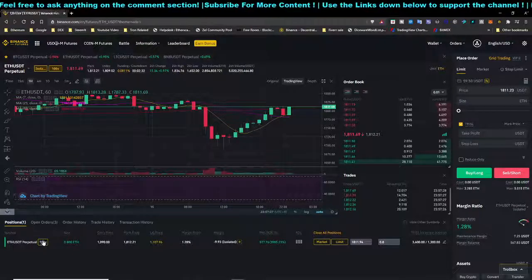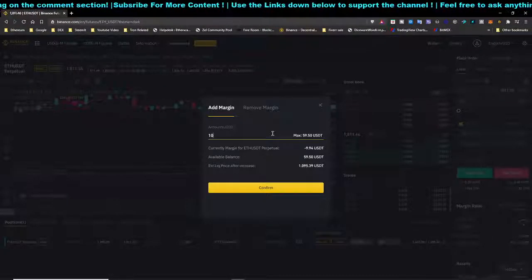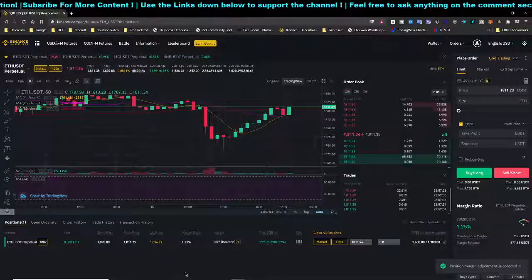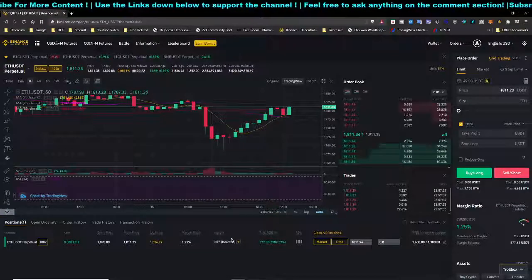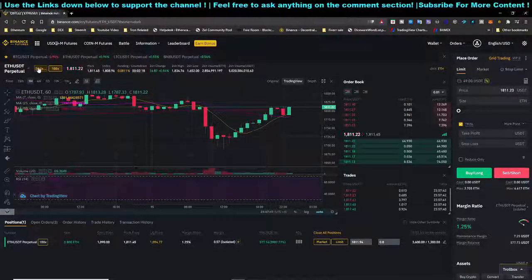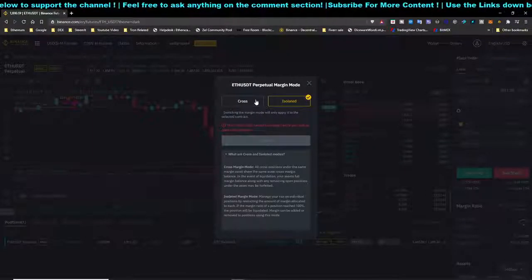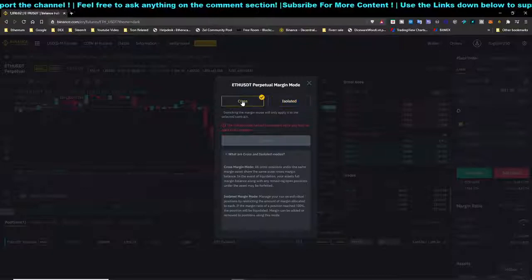Over here, if you're going to use 100 times leverage, I'm going to add a little bit of margin for you to see. So over here you can see that if you are going to open up a position, you will need to head over here, isolate. So we are going to compare cross and isolate. Basically very simple to understand.